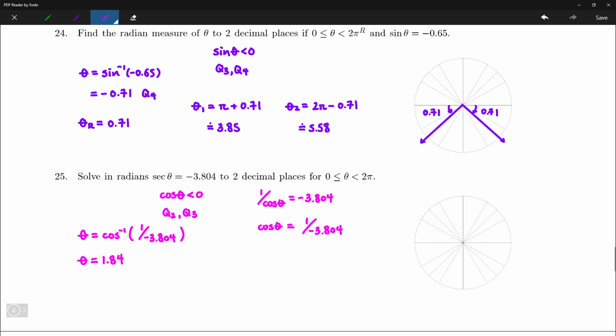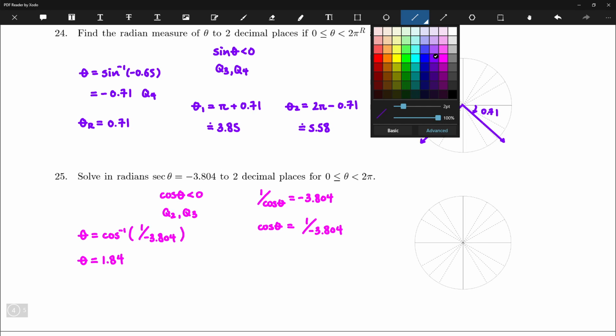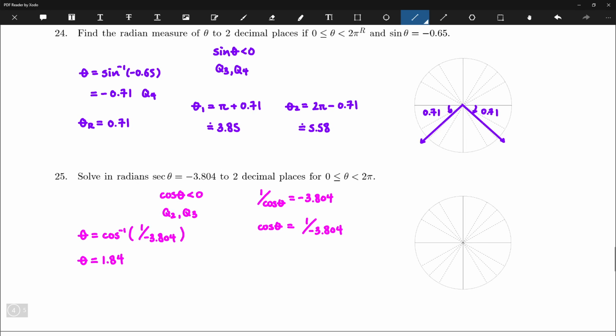Okay, so that is the solution in quadrant number 2. So somewhere around here. And the next one will be in quadrant 3. So the tricky part is we don't have the reference angle just yet. We are actually given the first solution here, 1.84. So to find the reference angle, we actually have to go pi minus this number.